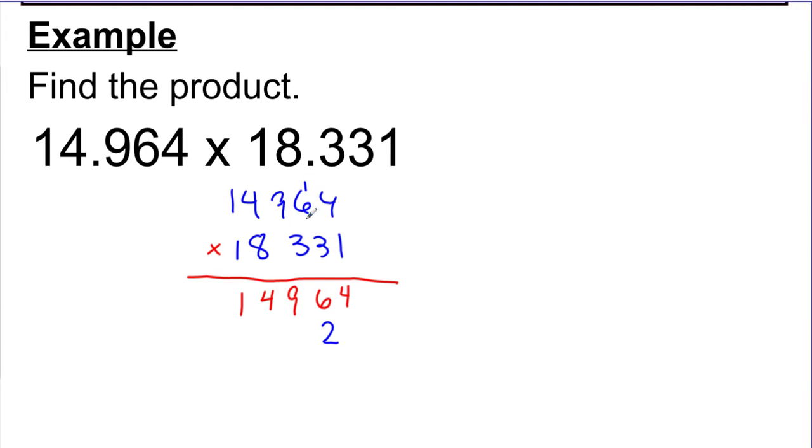So 2, carry a 1. 3 times 6 is 18. 19, carry a 1. 27, 28, carry a 2. 12 and 2 is 14. Okay, carry a 1. 3 times 1 is 3 plus 1 more is 4. Okay, so that's my second digit, right? And I'm going to keep going.